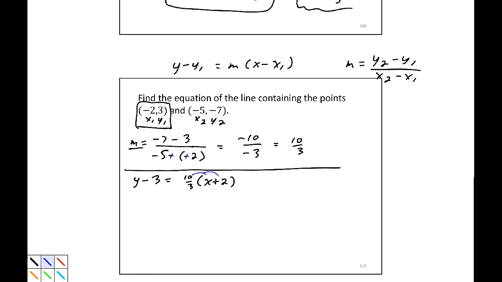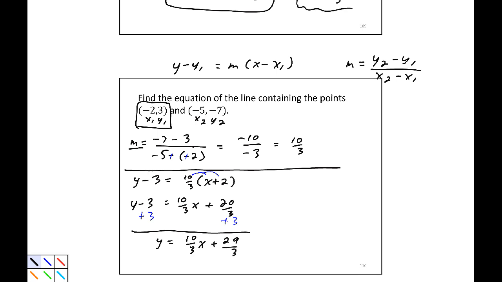Now we'll go ahead and distribute since there's nothing to simplify on the left side. That would be 10 thirds x plus 20 thirds. Remember, we are not changing the denominator when we multiply, only multiplying the numerators. 10 times 2, and that's all divided by 3. We'll add 3. All right, now I'm going to skip the fraction arithmetic here. 10 thirds x, and that would be 9 thirds, so we have 29 thirds. And there is our equation. That's everything we've done so far put together.